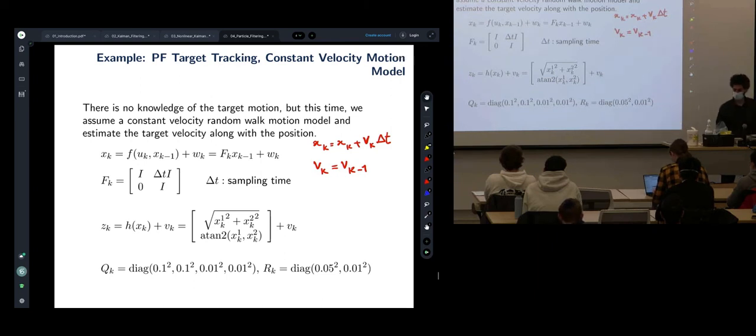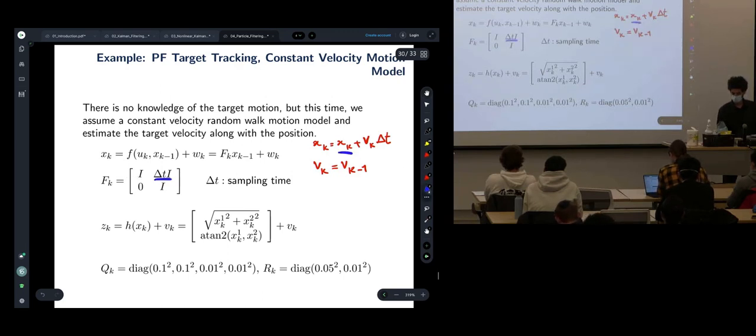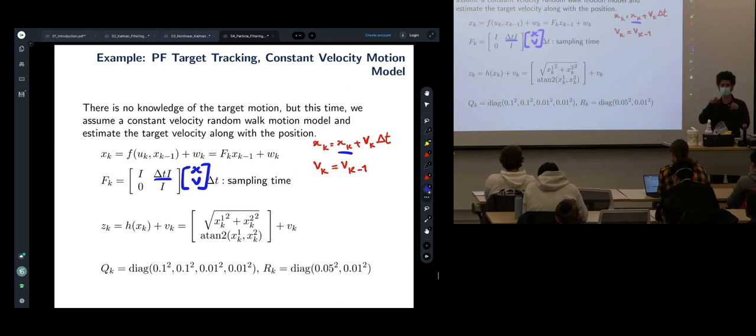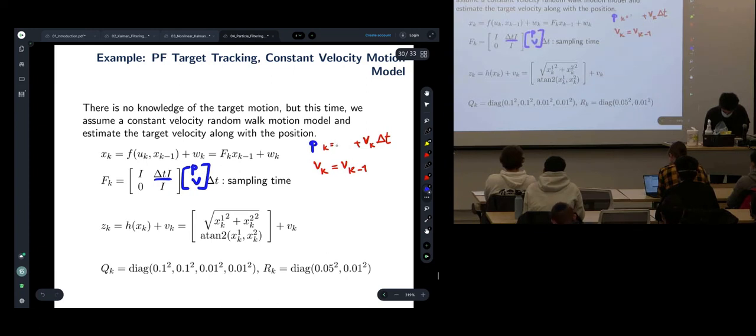So in any case, when you write this in a matrix form, now your discrete time system matrix is like this, which is identity times position, right, plus delta t times the velocity, okay? So the state is now not just position. I'm abusing the notation using x again, but I think you get the idea. I could use p, maybe. And x is p and v.